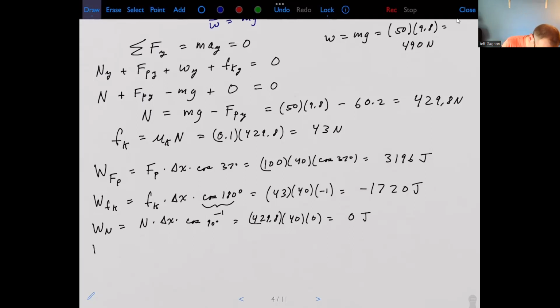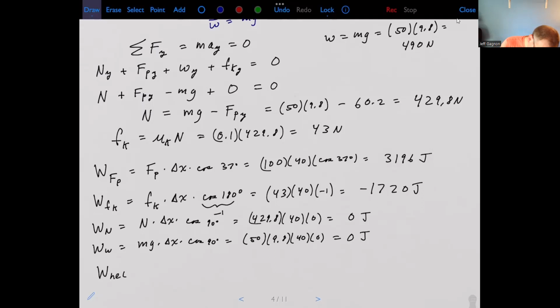And then same thing with the weight, right? The work due to the weight here is going to be the weight, which I'll write as mg, times the displacement times cosine of 90 again. So you're going to have 50 times 9.8 times 40, but none of that really matters because now I'm multiplied by 0, cosine 90 is 0, and I'm going to get 0 joules. And then finally, we want to calculate the net work done. Well, since we have all these individual works, we can just add them up, right?